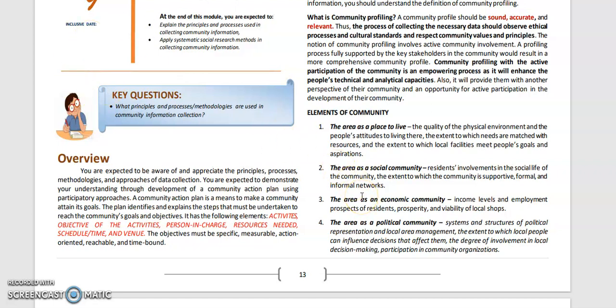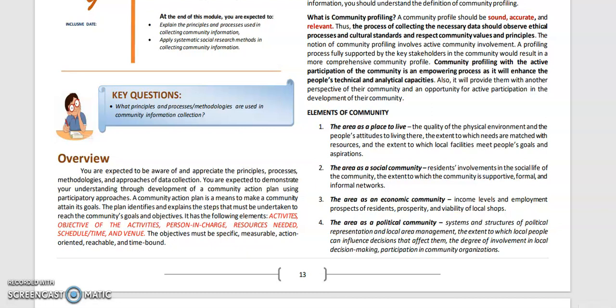The second, the quality as a social community. Residents' involvements in the social life of the community. The extent to which the community is supportive, formal, and informal networks. The third one, the area as economic community. Income levels and employment prospects of residents, prosperity, and viability of local shops.